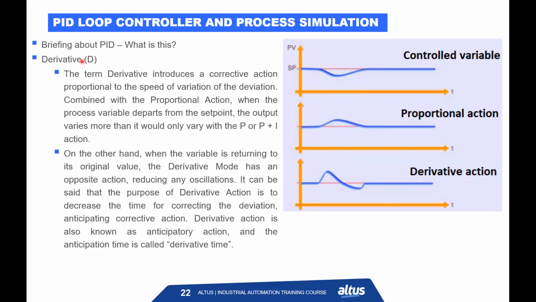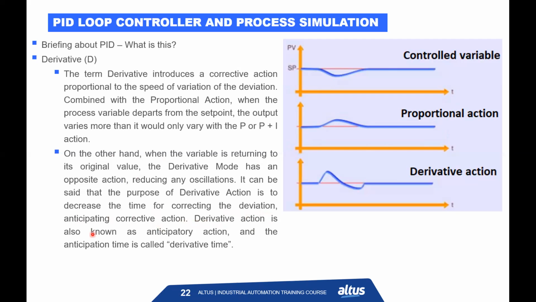The D, derivative. The derivative term introduces a correction action proportional to the speed of variation of the deviation, combined with the proportional action when the process variable departs from the set point. The output varies more than it would only vary with the P or P plus I action. On the other hand, when the variable is returning to its original value, the derivative mode has an opposite action, reducing any oscillation. It can be said that the purpose of derivative action is to decrease the time for correction of the deviation, anticipating correction action.